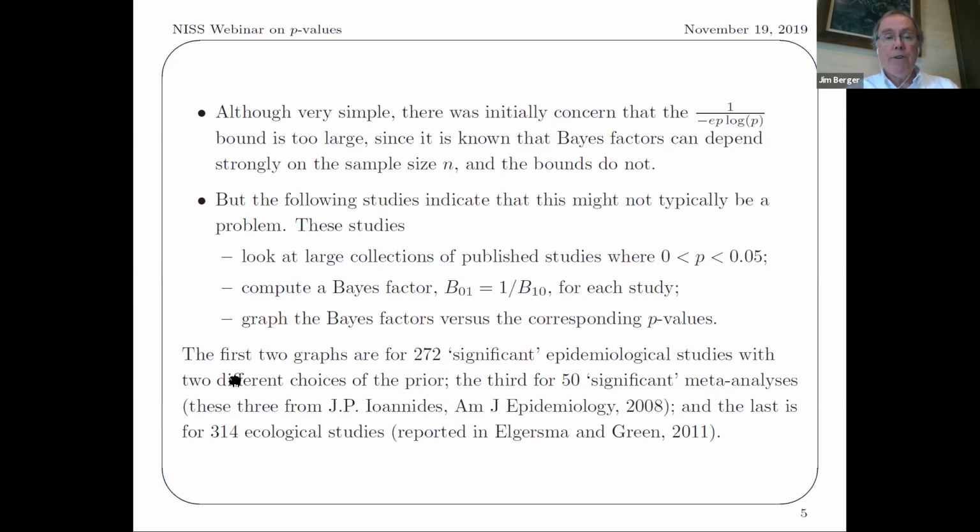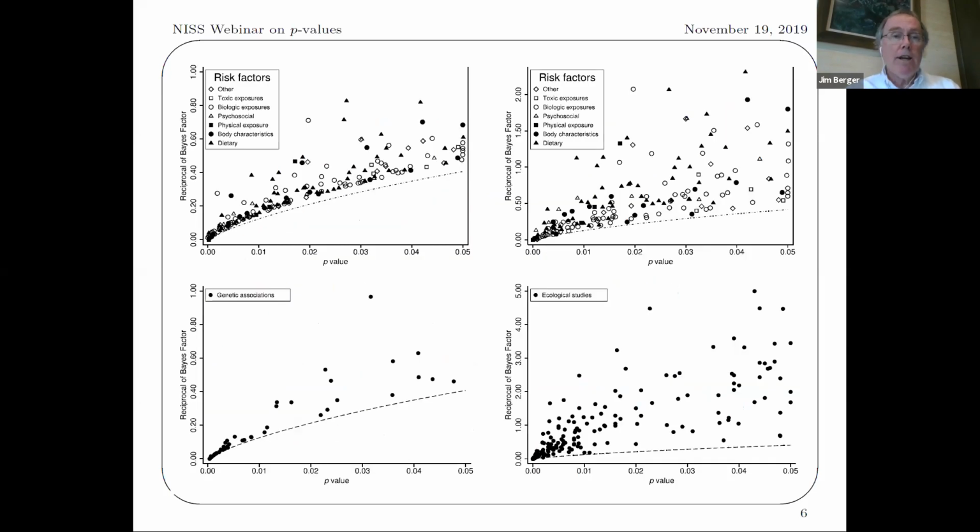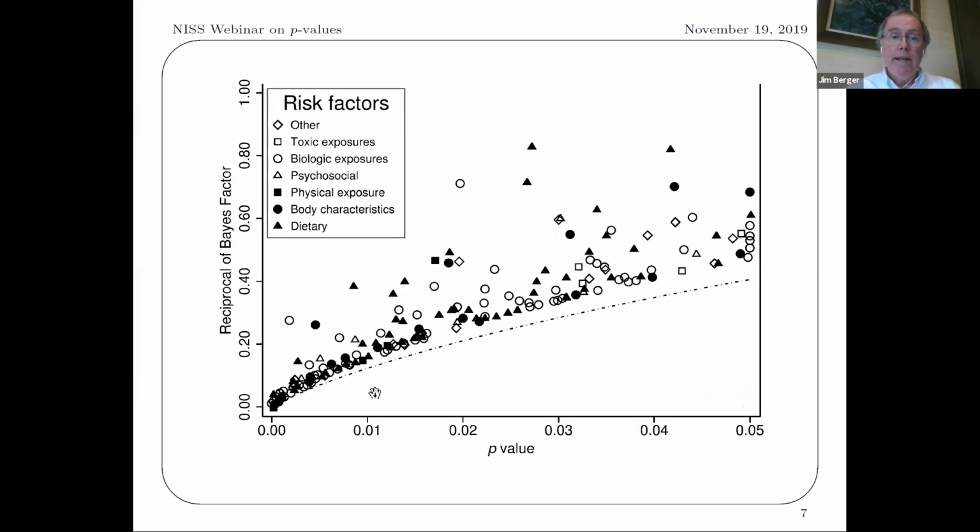So there's 4 graphs. The first 2 are from 272 epi studies with 2 different choices of the prior. The third was for 50 significant meta-analyses, and the last one was for 314 ecological studies. So there's 3 epi and 1 ecological study. I'm just going to focus on this first one here, and so I blew it up so we can talk about it a little more. This has to do with the risk factors in the epi study, but that's not relevant to us. What's relevant is each study here has a p-value between 0 and 0.05.